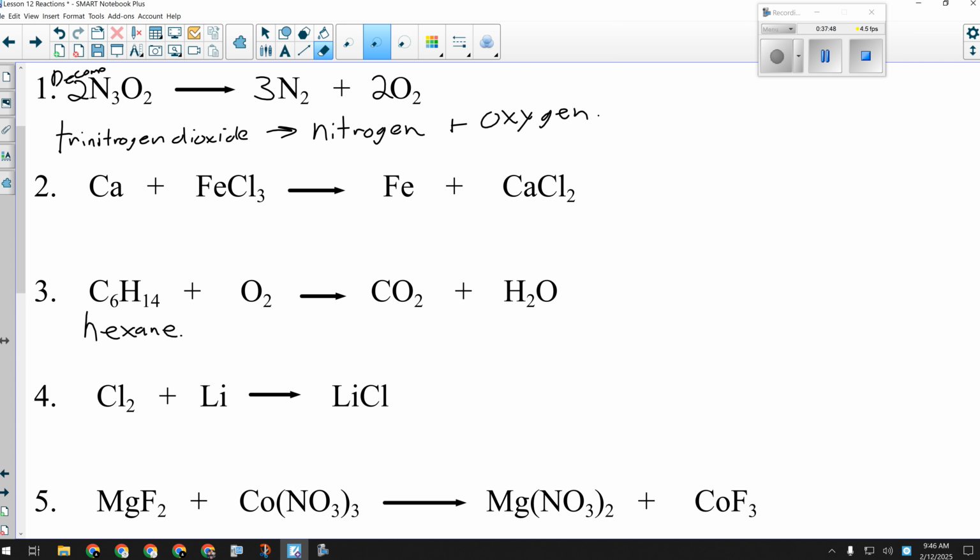But isn't the oxygen on the first one just oxygen, or is it still that oxygen over here? No, it's part of the compound. Oh, okay. Right, it's N3O2, so it's combined into a compound.